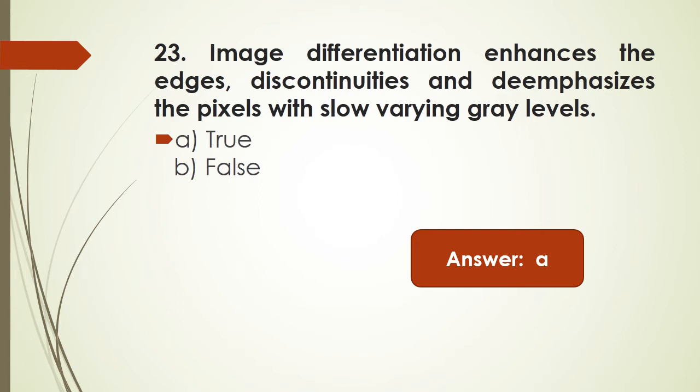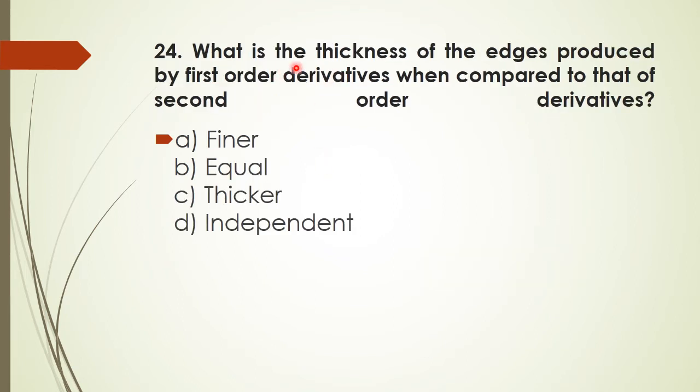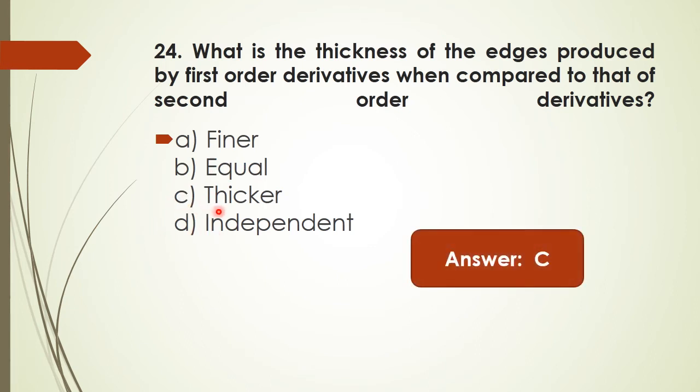Next question. What is the thickness of the edges produced by first order derivatives when compared to that of second order derivatives? Option A, finer. Option B, equal. Option C, thicker. Option D, independent. The correct answer is option C, thicker.